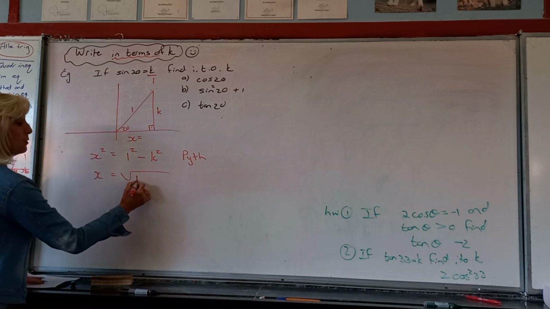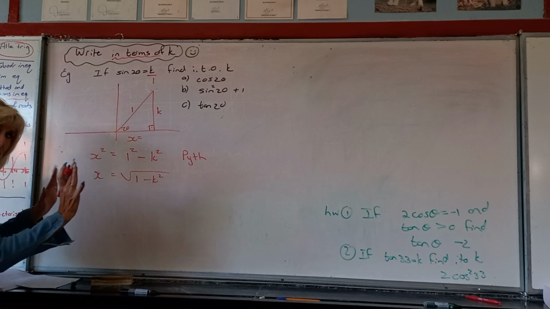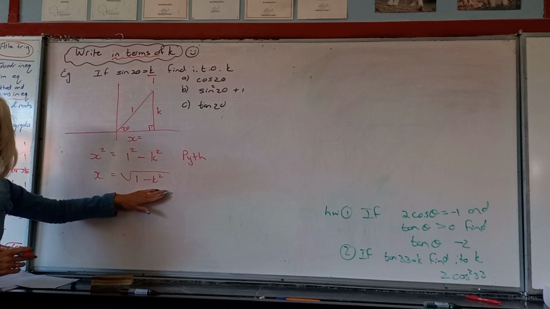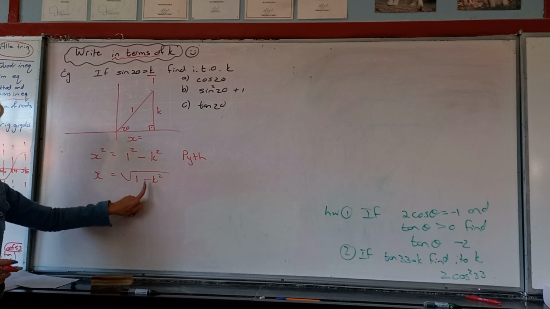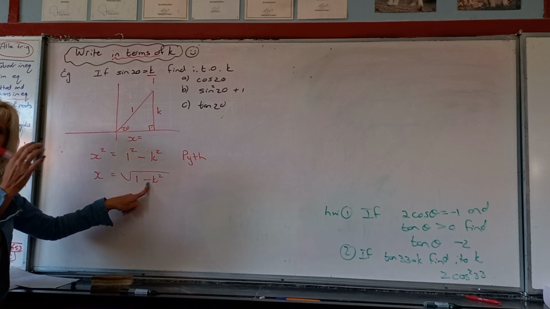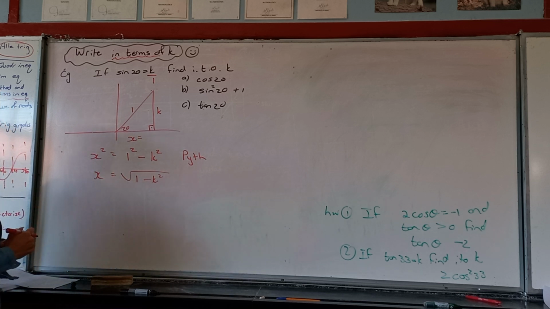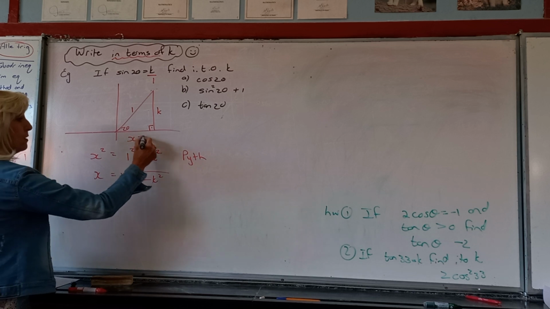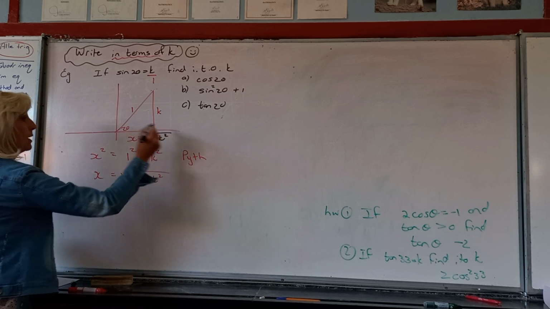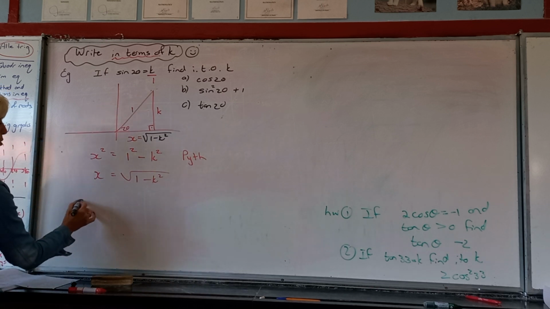Alright, so this answer, and 1 squared, by the way, is just 1. That's my answer. Can I not get it out of the root? Why not? Because there's a minus. You can only get stuff out of the roots if it's all multiplication. Then you can get it out of the root. So that's the answer, guys. So over here, I know that the answer is the square root of 1 minus k squared.